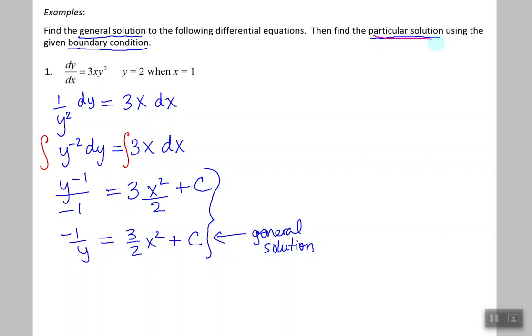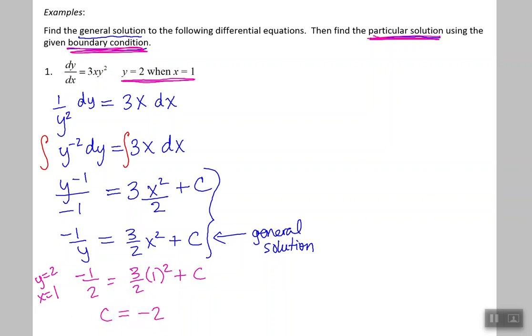Now I'm going to find the particular solution using the boundary condition y equals 2 when x equals 1. So for y equals 2 and x equals 1, I'm plugging in 2 for the y. Negative 1 over 2 equals 3/2 times 1 squared plus c. 1 squared is 1, so that's 3/2, and solving by subtracting 3/2, negative 4/2, gives me c equals negative 2. Now I can plug this back into here to get my particular solution. So going back up to my general solution, I'm going to write negative 1 over y equals 3/2 x squared minus 2, using that general solution and the c that I found from the boundary condition.